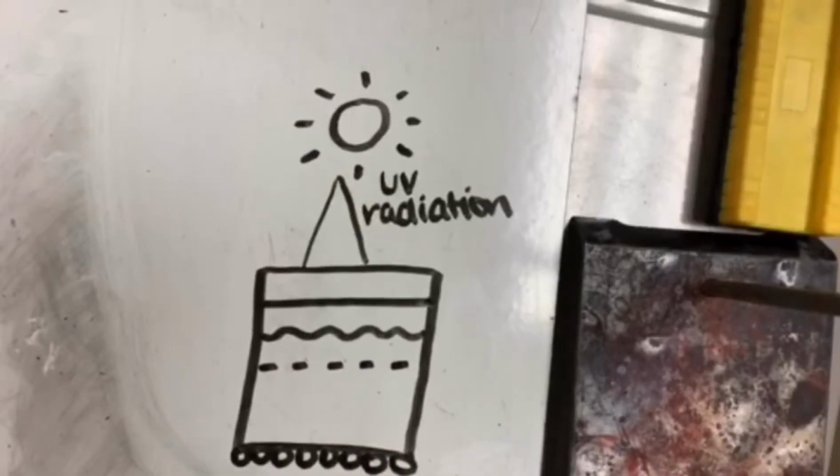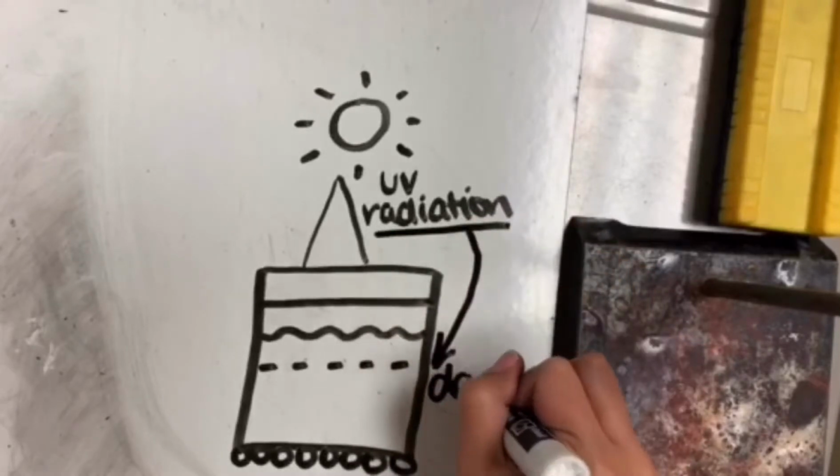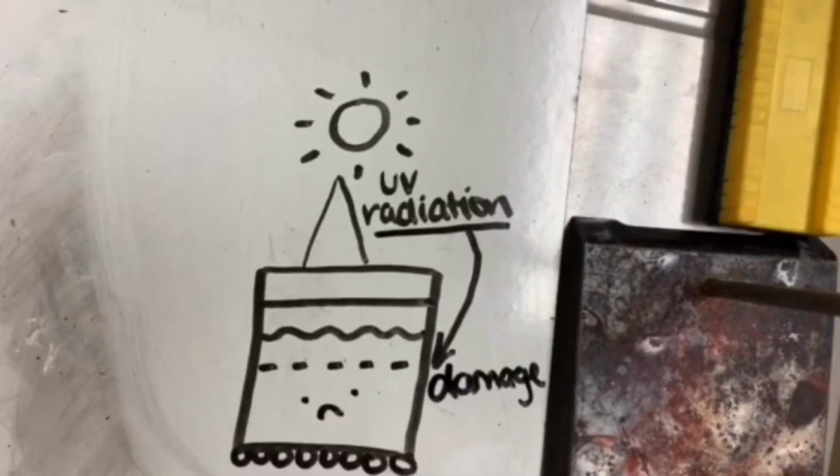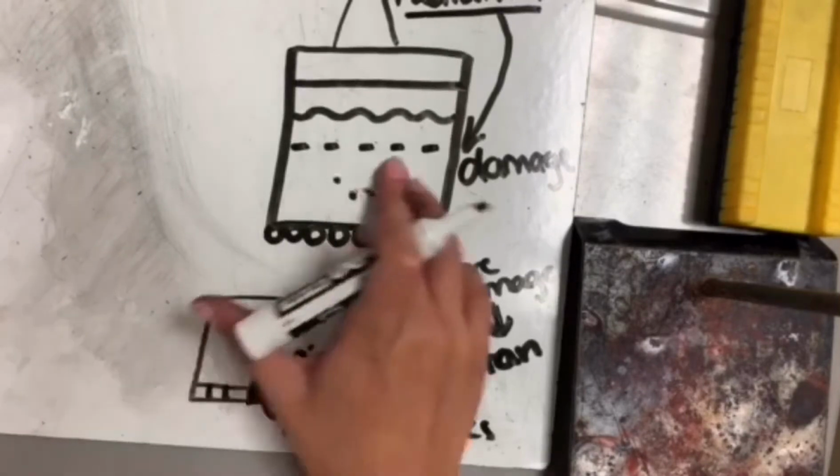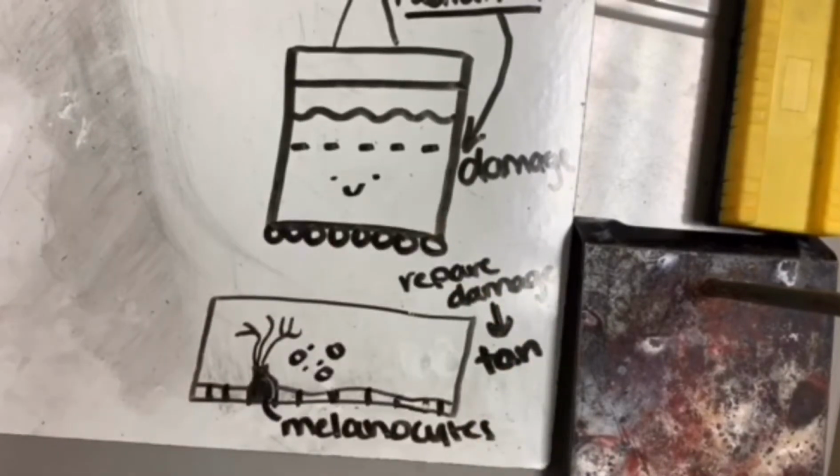When UV radiation enters your skin for too long, it damages your cells' DNA. Your body luckily repairs the damage by tanning, instead of leaving the skin damaged. This darkens the skin with the help of melanin and prepares your skin for next time.